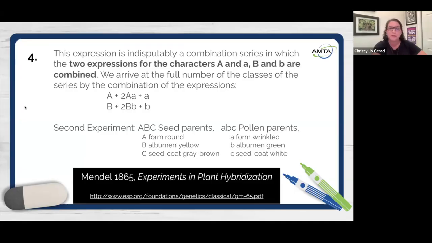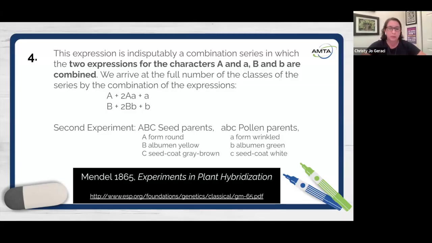This is the famous Mendel paper, his experiments in plant hybridization. This is one of my favorite things to read with ninth graders. We read experiments in plant hybridization at the same time as we're breeding Wisconsin fast plants. I have not done this as a part of the formal biology modeling curriculum yet. So this was just part of a biology curriculum that used some of the elements of modeling, but we hadn't adopted the full AMTA curriculum.